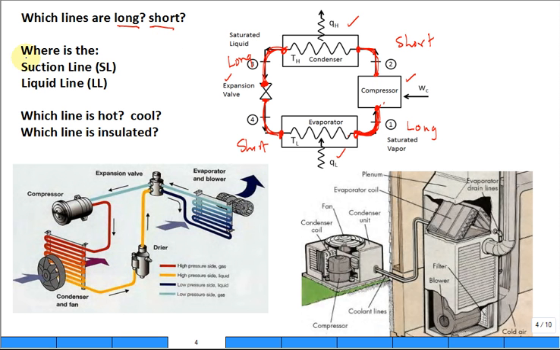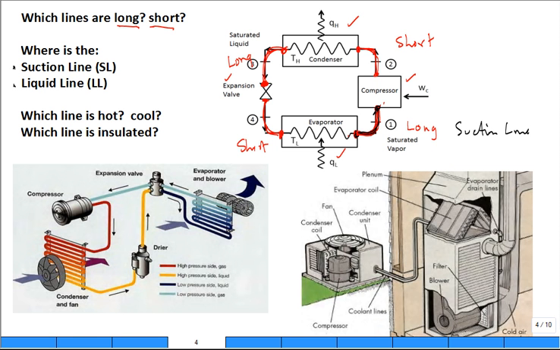They have names for the long lines. One is called the suction line. One is called the liquid line. Looking at this one, the one connecting the evaporator to the compressor, it's long. Is it called the suction line or the liquid line? It's the suction line.